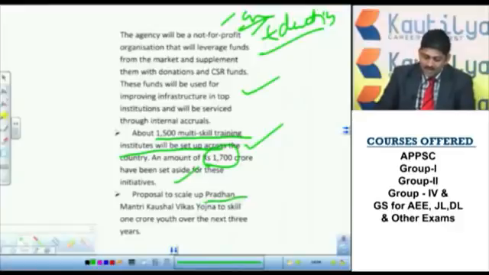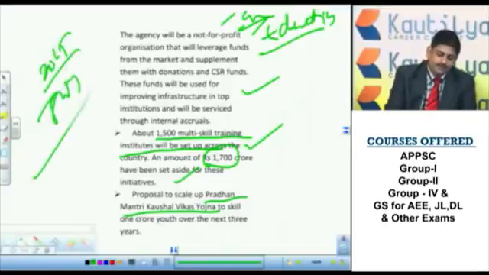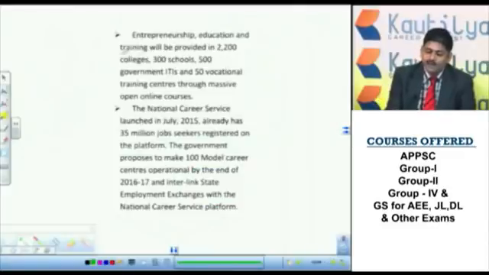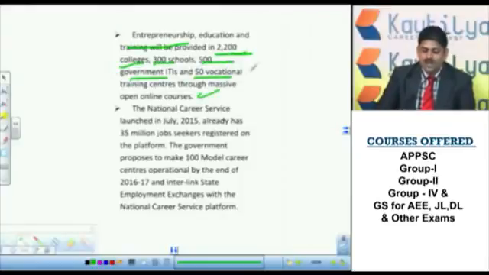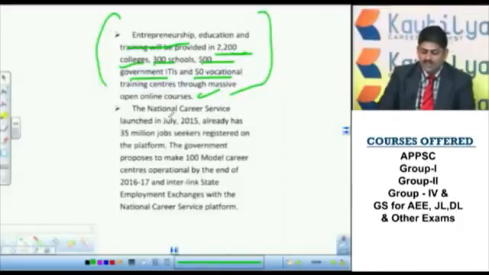Next, the Pradhan Mantri Kaushal Vikas Yojana, which was started in July 2015, in order to skill 1 crore youth in the coming 3 years. This is another important one. And entrepreneurship education and training will be provided in 2200 colleges, 300 schools, 500 government ITIs and 50 vocational training centers through massive open online courses. So all these are new initiatives.